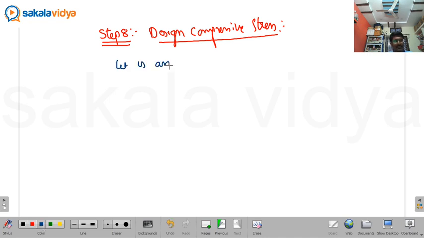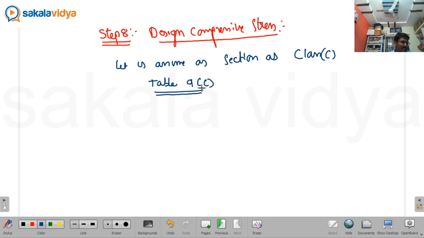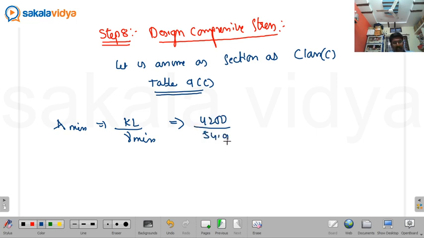Let us assume the section as class C. If it is class C, which table do we have to refer to? Table number 9C. Before that, we forgot to solve the slenderness ratio. Slenderness ratio is effective length divided by r minimum, which means 4200 divided by the minimum radius of gyration, 54.9, which gives 76.50. It lies between 70 and 80.